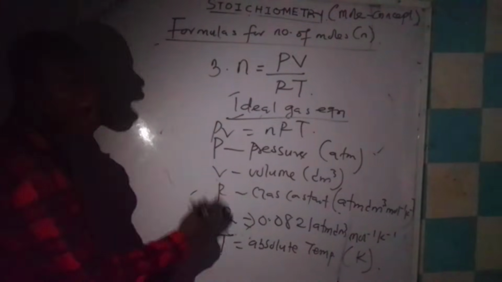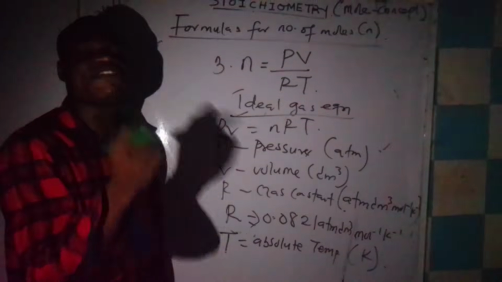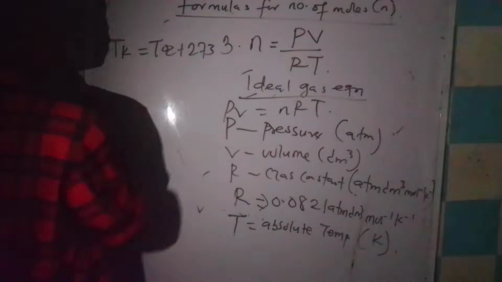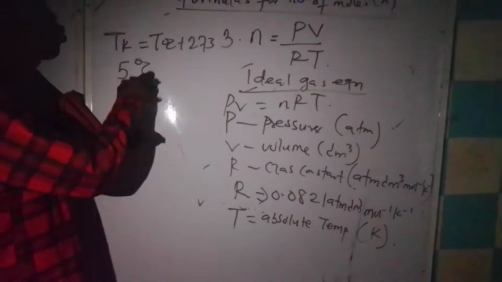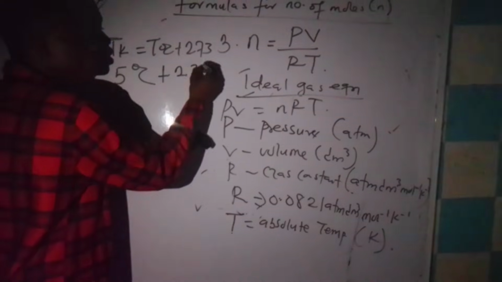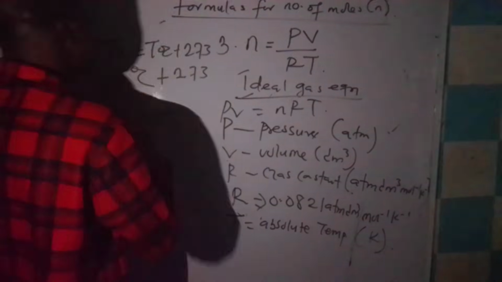And my capital T is absolute temperature, that is temperature in Kelvin. It means that if they give you Celsius, you have to convert to Kelvin using this formula: T in degrees Kelvin equals T in degrees Celsius plus 273. For example, if they give us 5 degrees Celsius and I want to convert this to Kelvin, I'm going to add 273 to it. So that's the meaning.